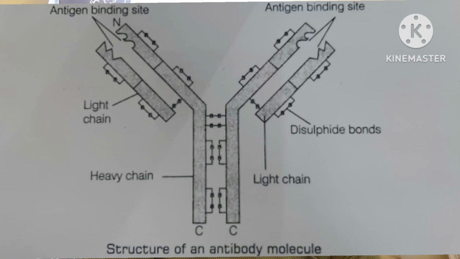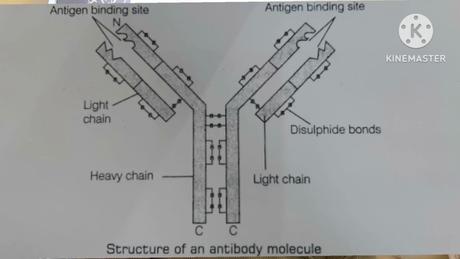The antibody structure is Y shape. You can see that on the topmost part of the structure it is labeled as antigen binding site. Now what does it mean? It means that any foreign material or antigen, when it enters the body, this antibody reaches it, and the antigen gets trapped in that Y shape, or you can say that binding site.